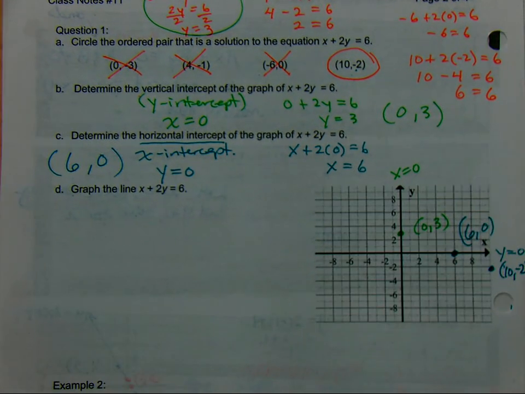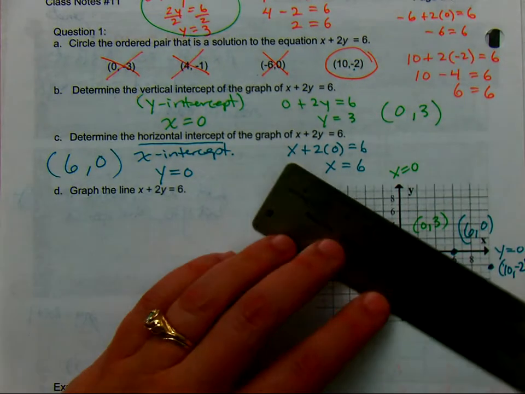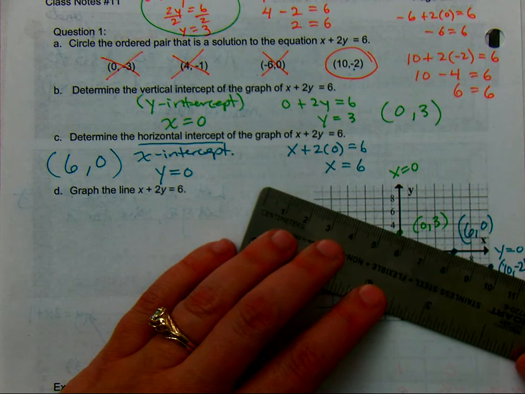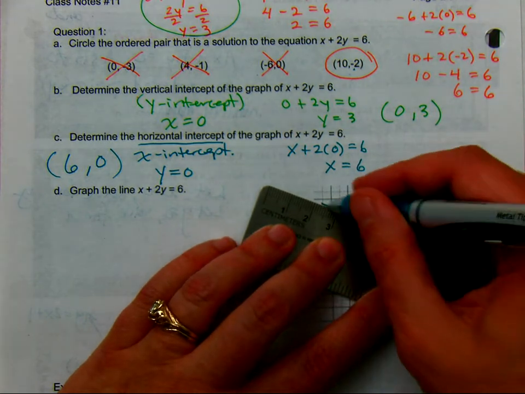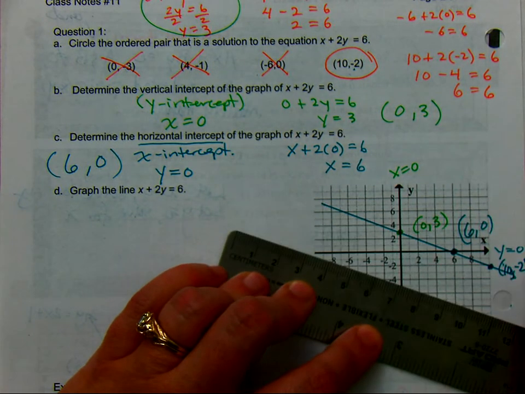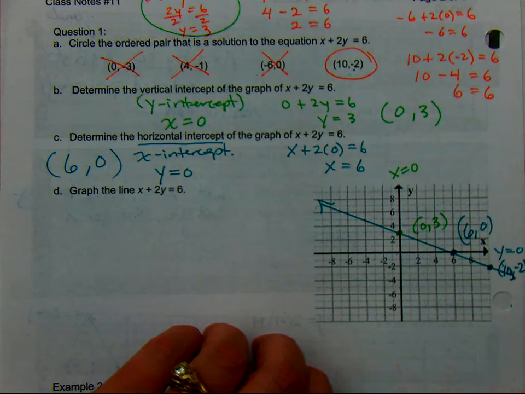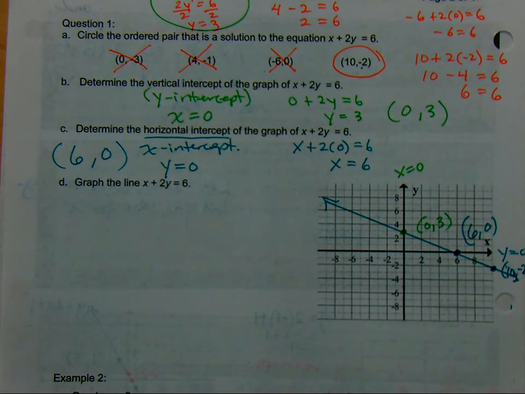And then from here, we connect the dots. So I get my ruler out. I have 3 points. I connect the dots. The reason why it's important to have 3 points is if you mess up one of the points, which is really easy to do, especially when it comes to negatives, then you will have your whole situation wrong.